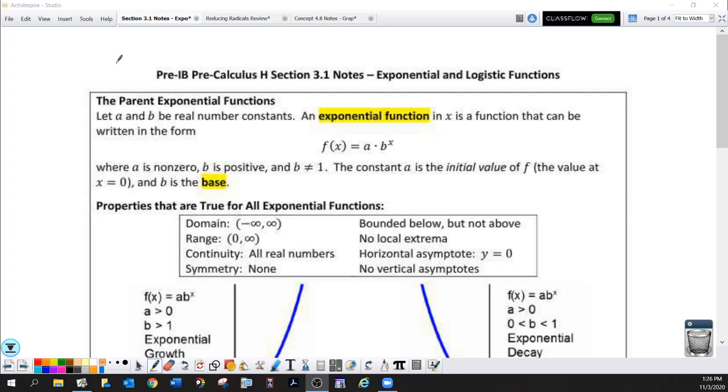We're going to start with the parent exponential function, a bunch of its properties, and a little bit of vocabulary. So it says, let A and B be real number constants. Okay, so A and B are not variables, they're numbers of some sort. An exponential function of x is a function that can be written in this format, a times b to the x. A is often known as the initial value, or like principal when you're doing real-world problems. B is called the base.